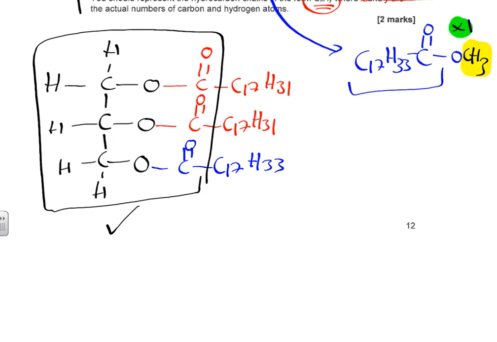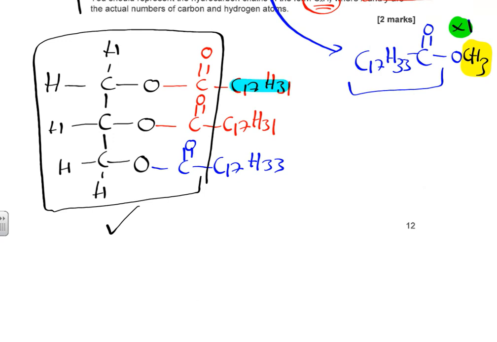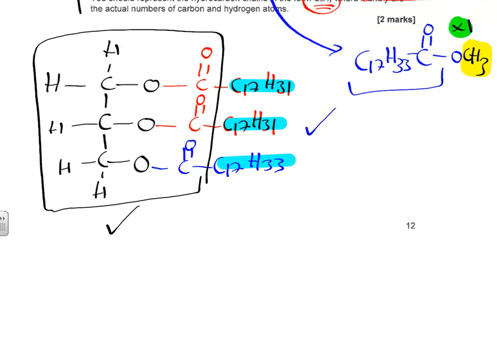To get your second mark, you need to have these 3 chains. Let's highlight them in blue. There we are. They need to be correct. You need to have 2 that are C17H31, 1 that's C17H33, and if you've done that, well, I think you've done a good job. It's a tricky question, that one, but hopefully that's given you some idea of what the examiners were hoping you might do in terms of answering that question.